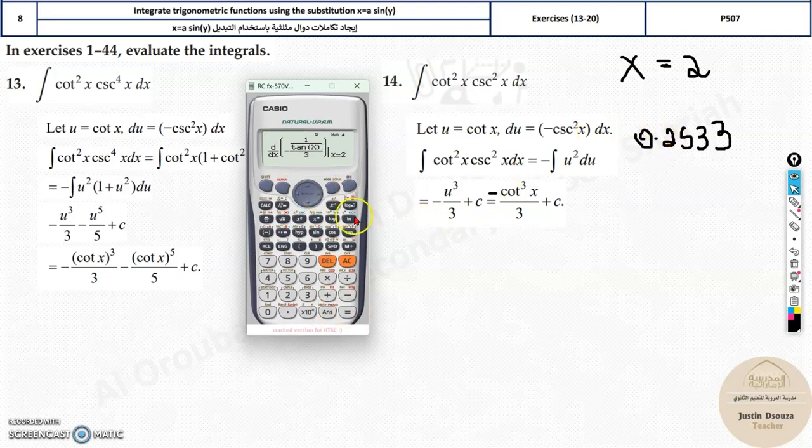Because the answer will definitely be the same, I know for sure. So I got a different answer, and I know there is some error I've made over here. It is power 3, which I forgot. Now let me press equal to. It'll be the exact same answer.